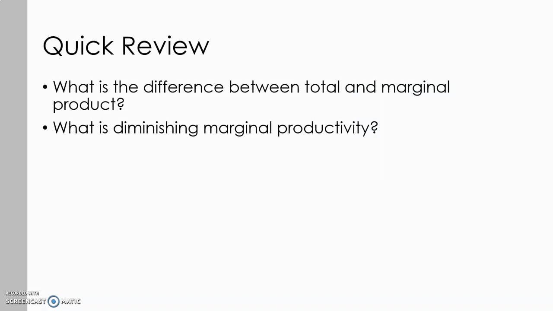So ask yourself, what's the difference between total product and marginal product? And what is diminishing marginal productivity? Why do workers have diminishing marginal products?